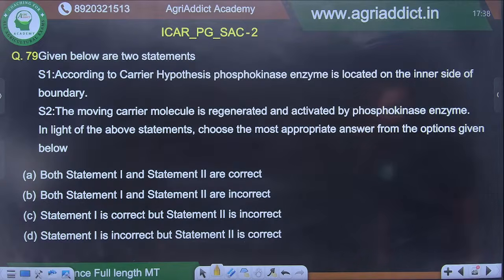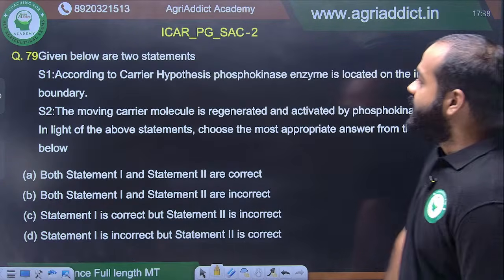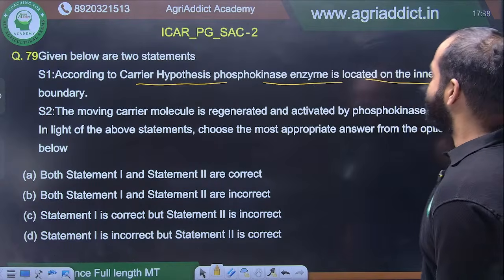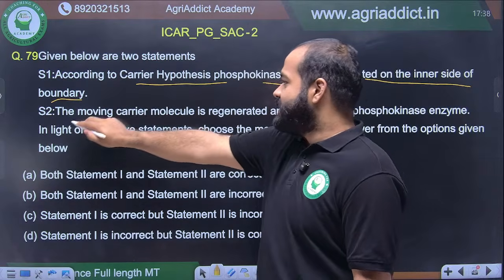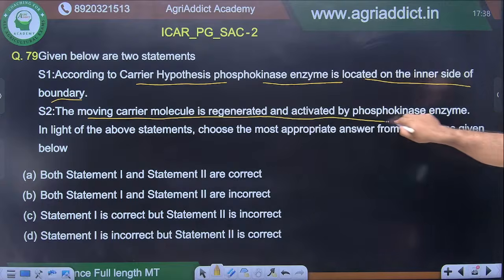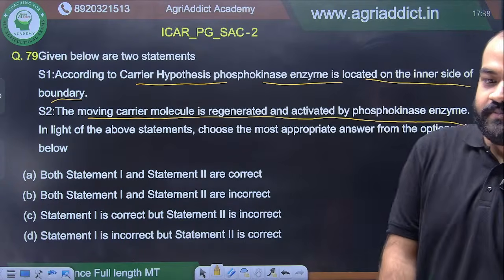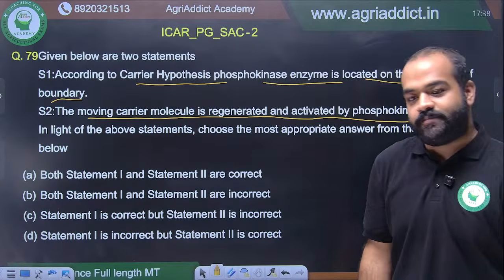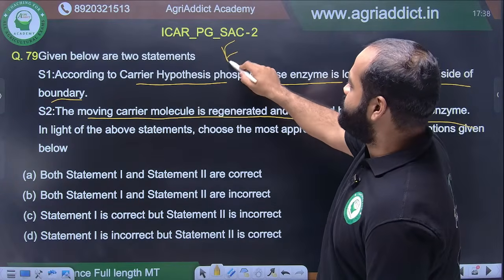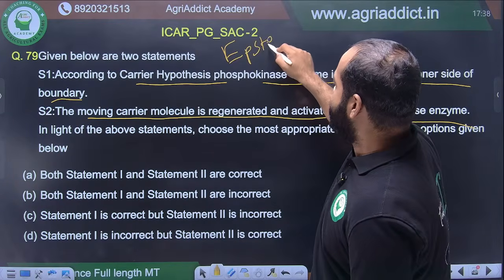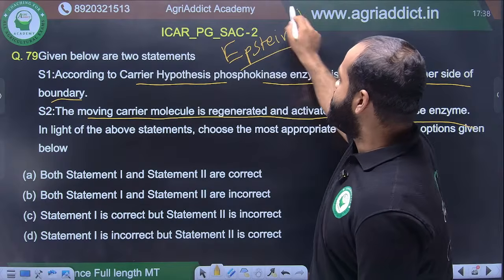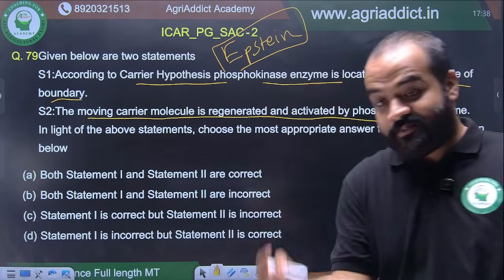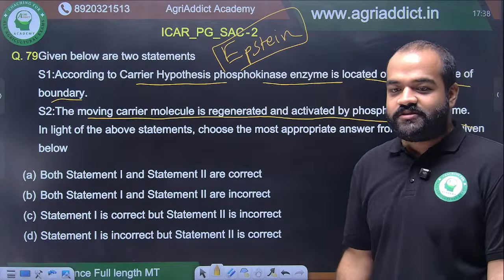Another question from mineral nutrition, fertility chapter. According to carrier hypothesis, phosphokinase enzyme is located on the inner side of the boundary. The moving carrier molecule is regenerated and activated by phosphokinase enzyme. If you have not read and have not understood the carrier hypothesis given by Epstein, you cannot solve this question. You have to read that and you have to understand the mechanism. Then only you can solve this question.